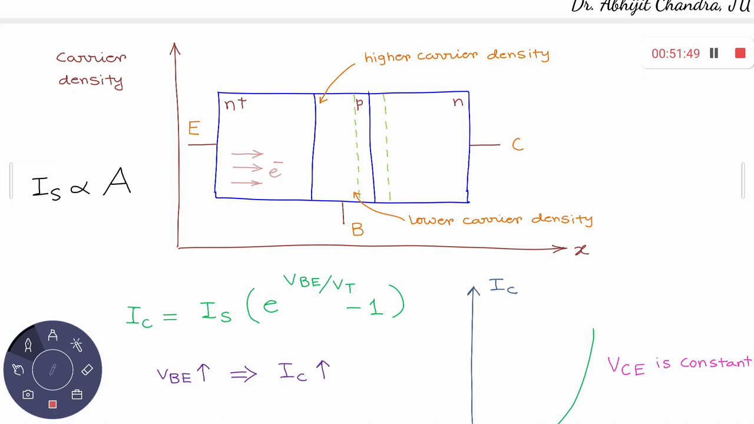This is a junction, so I have observed it on a two dimensional board. The cross sectional area, if you observe from that side, is A, and IS is proportional to this A. What are the other parameters? IS is inversely proportional to the width of the base. And IS is also inversely proportional to the concentration in the base region, NB. If the corresponding carrier concentration is high, then you have less collector current because you have more recombination.